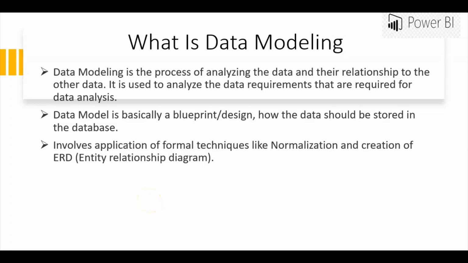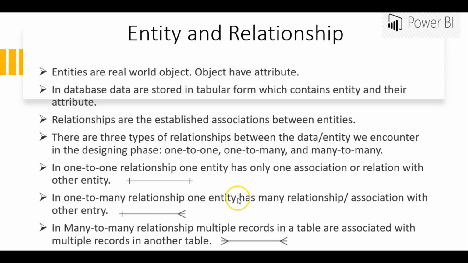To create an ER diagram or to do data modeling, we should have some basic knowledge of entity, relationship and normalization. Let's discuss these concepts in short. Normalization is the process of eliminating redundancy and inconsistency of data to achieve optimization of time and memory. Let's discuss entity and relationship.